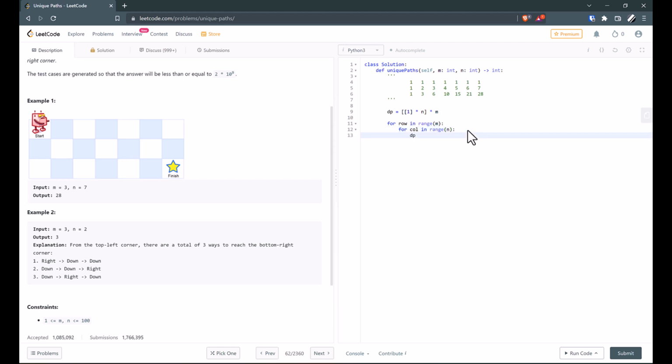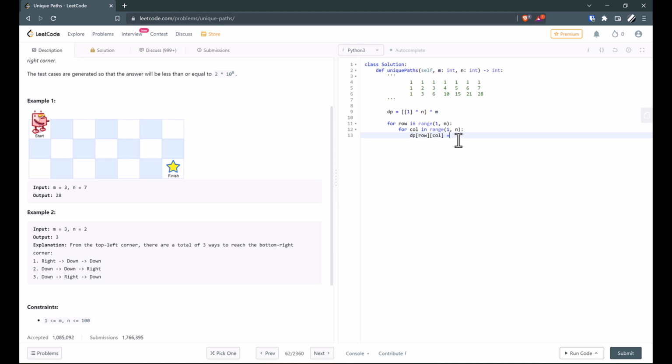So we want to calculate for the current row and column. Do we have to calculate the first row? I don't think so, so we can begin from 1. We also don't have to calculate the first column, so we can begin from 1 to n.